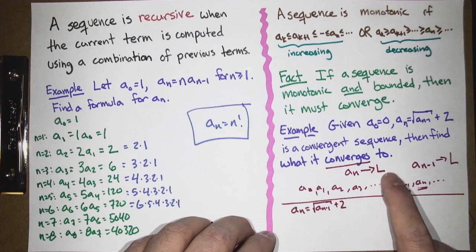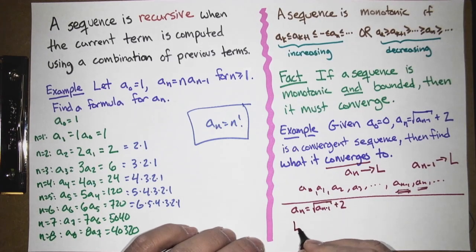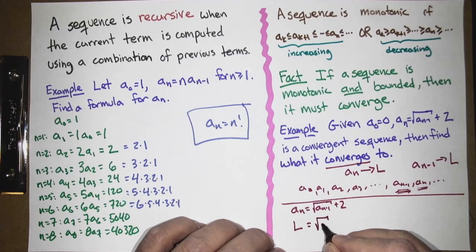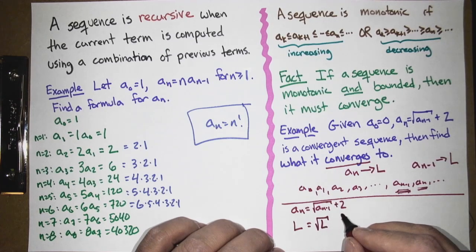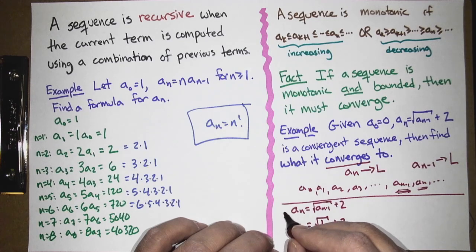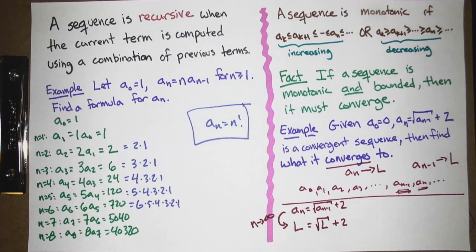If only we knew the answer to that. Oh, it goes to L, right? We don't know what L is, but we're going to find it. So this left-hand side is going to L. What is this square root of a sub n minus 1 going to do? It's going to go to square root of L. And what does the plus 2 do? It stays plus 2. So here in this step, n is heading off to infinity.